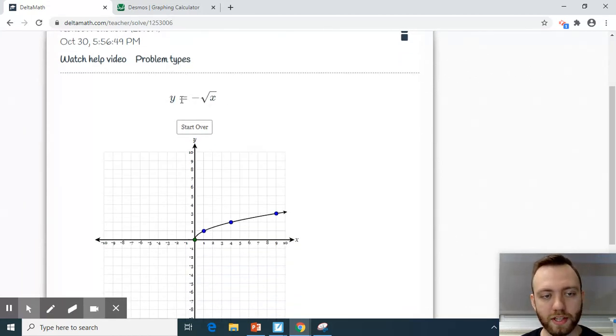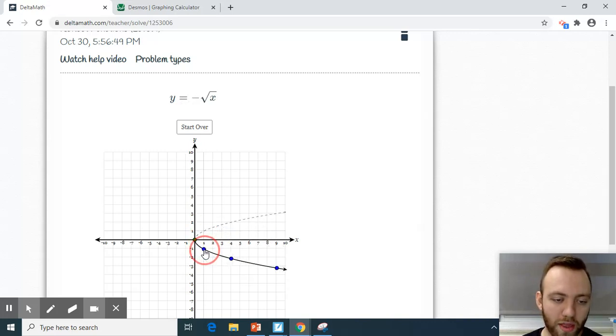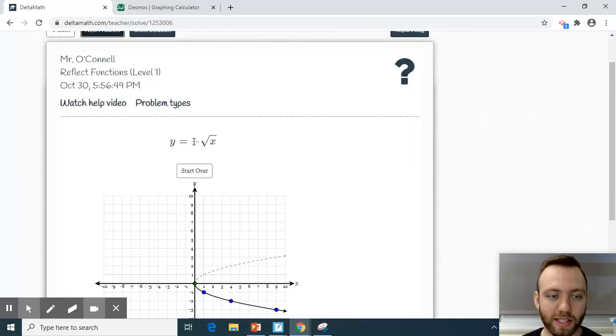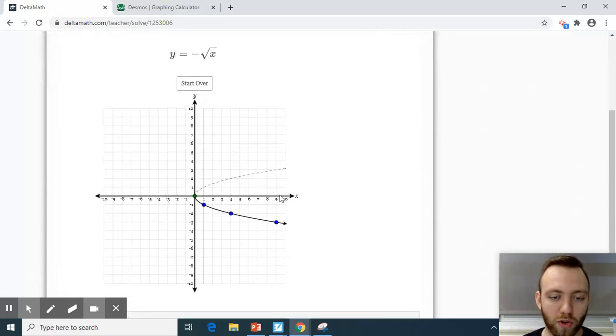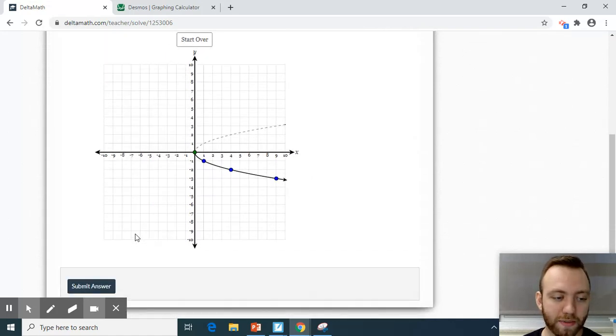And now this is where it changes. We have the negative on the outside, so that says take whatever values you have and make them negative, or if they were negative, make them positive, right? So since it's on the outside, we're flipping across the x-axis.